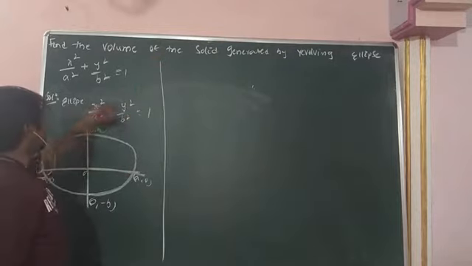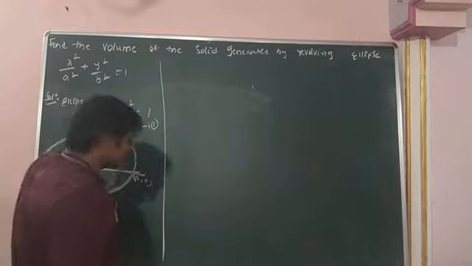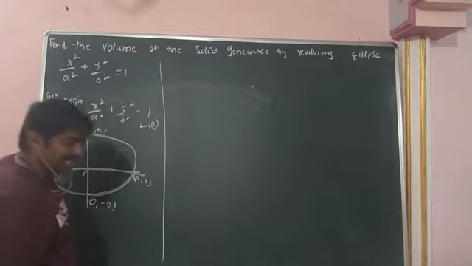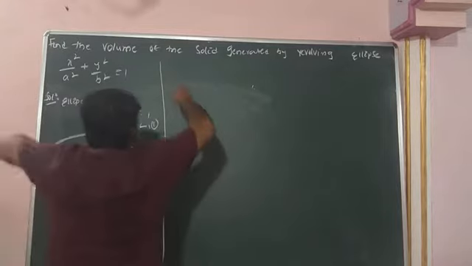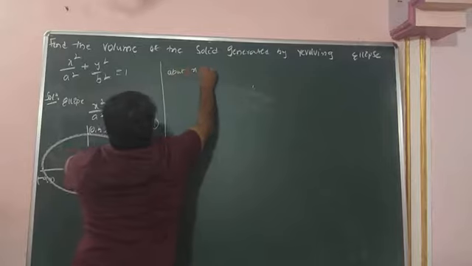About the x-axis, this can be taken as equation 1. About x, what are the limits? The limits are minus a to a. That is the boundary values, about the x-axis.